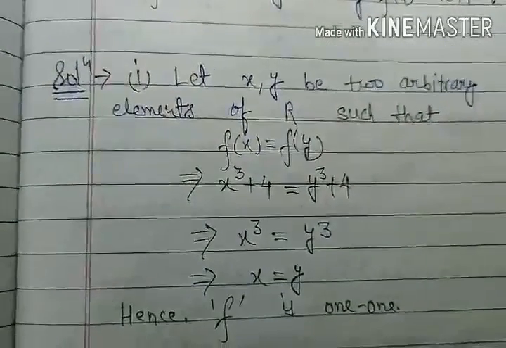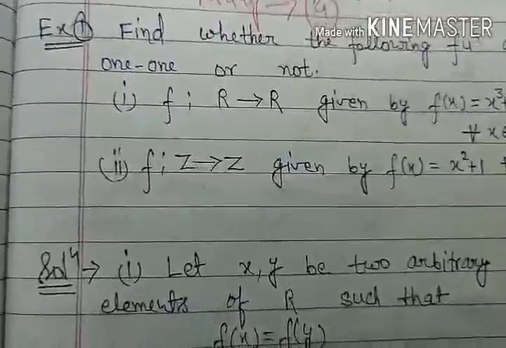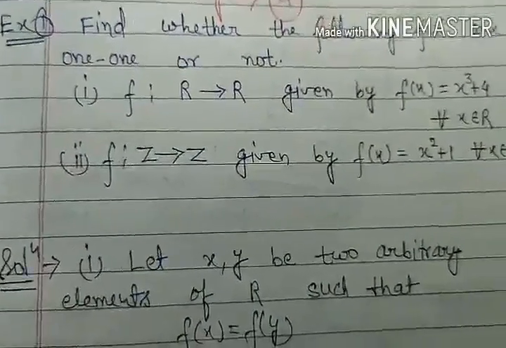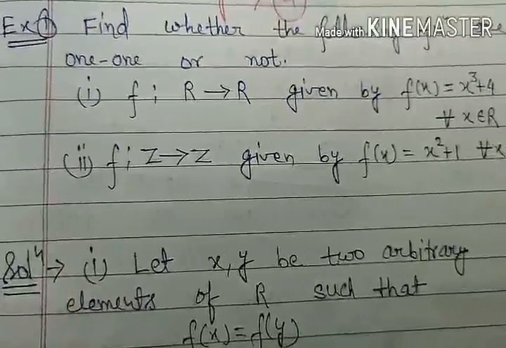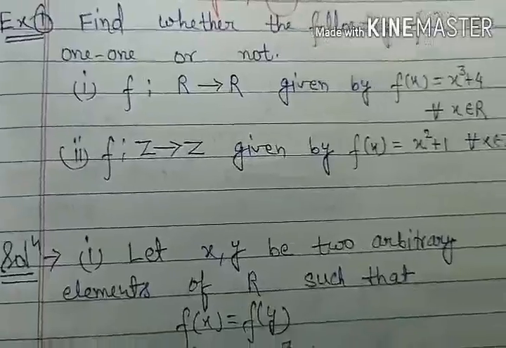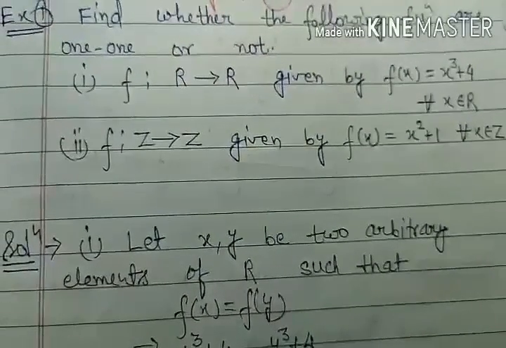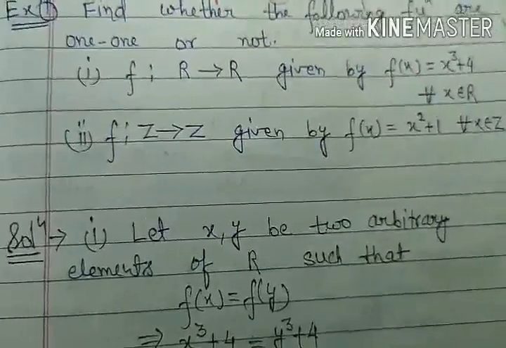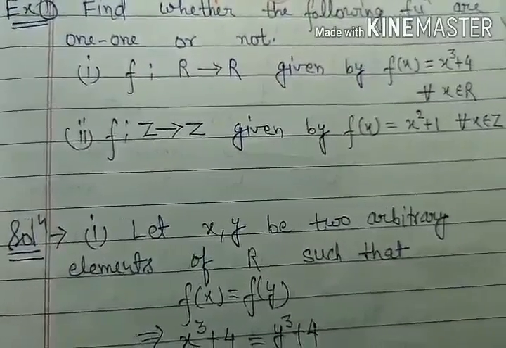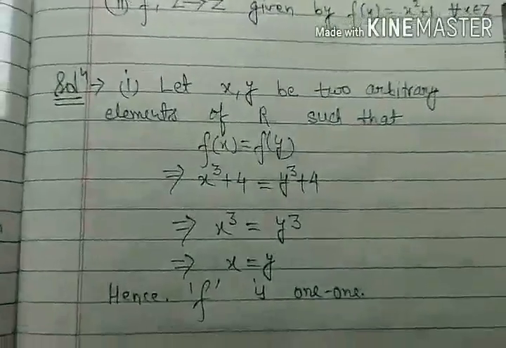Now we'll see some examples. Find whether the following functions are one-one or not. First part, f from R to R, real numbers to real numbers, given by f(x) equals x cube plus 4 for every x belonging to R. And another question is f from Z to Z, given by f(x) equals x square plus 1 for every x belonging to Z. Now see the solution.